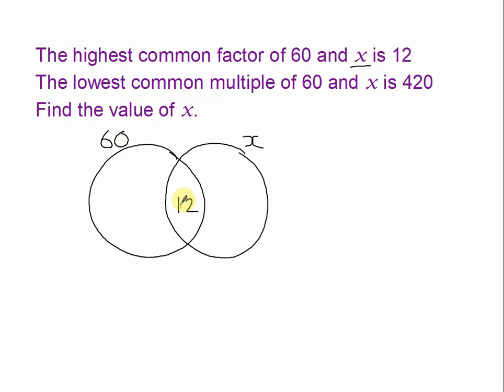What do we have to multiply 12 by to get to 60? That has to be a 5. Now, the lowest common multiple is 420. So these three sections here, 1, 2, 3, multiplied together is 420. So we have a 60 here. Well, this must be a 7, mustn't it? This is much easier. No calculator needed for this one. So 60 times 7 is 420. So what is this missing number here? 12 times 7 is 84.